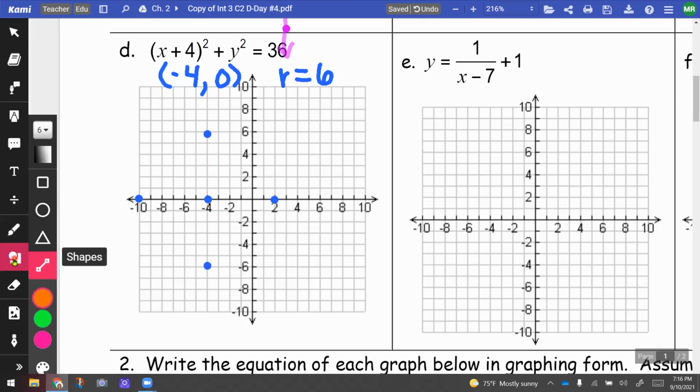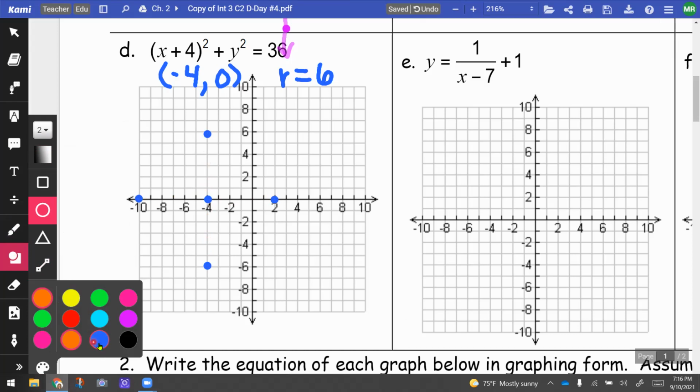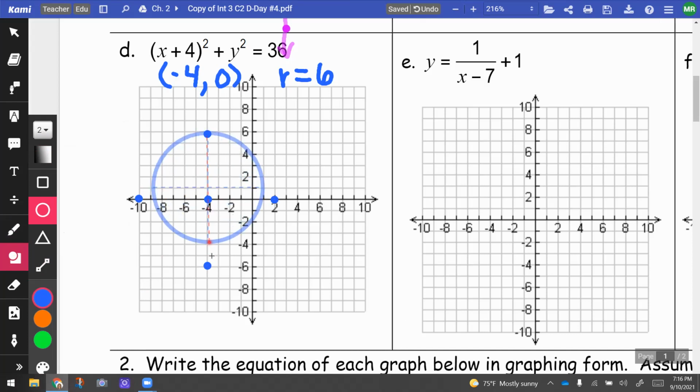And then you can just draw a circle. I'm going to grab the circle. And if I'm going to do a circle, I want to make sure I hit shift. And I'm going to start at one of these points. And then I'm going to drag it out and have the center be there. And there's my circle.